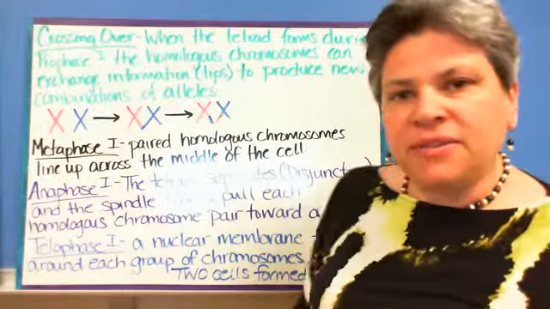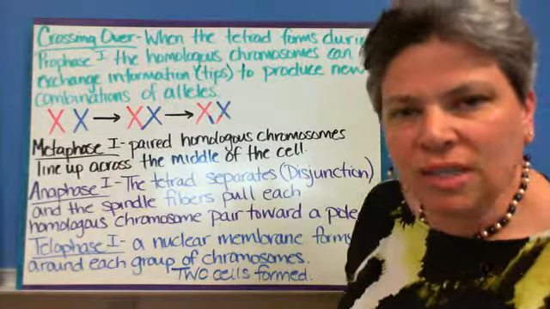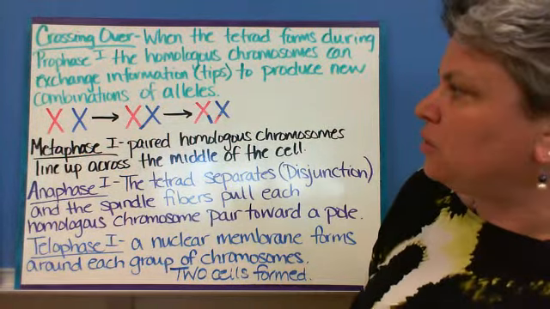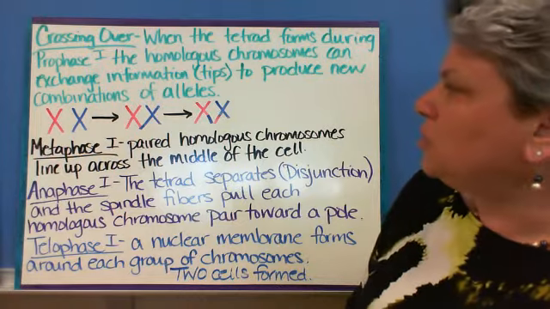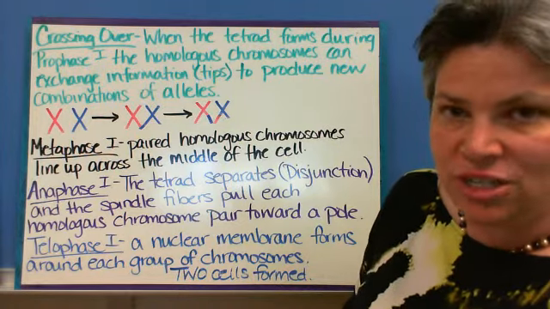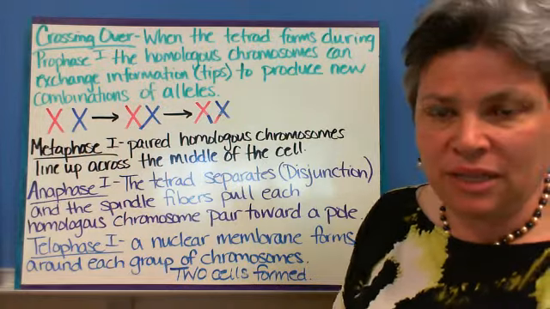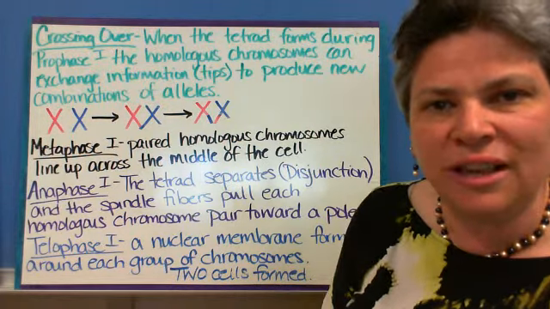So now that they've done that, a process called crossing over can take place. Crossing over, when the tetrad forms during prophase 1, the homologous chromosomes can exchange information at their tips to produce new combinations of alleles. It leads to greater genetic variety.